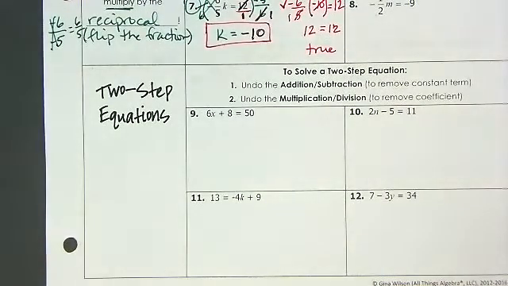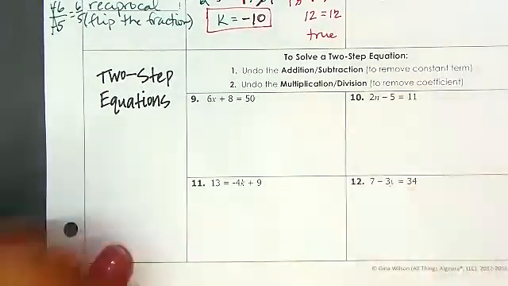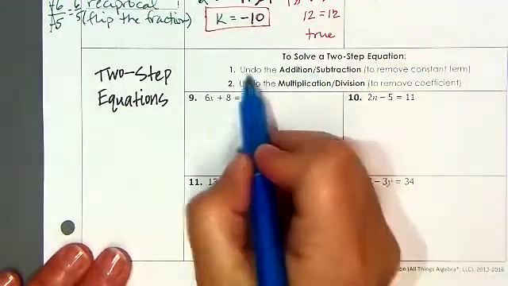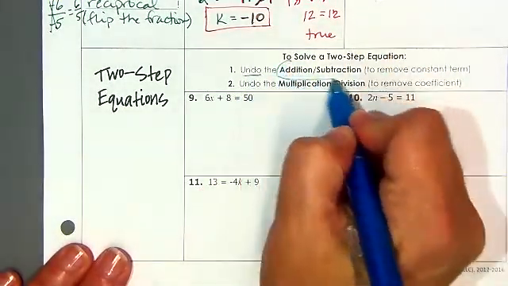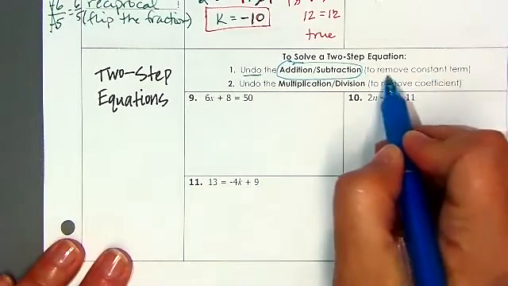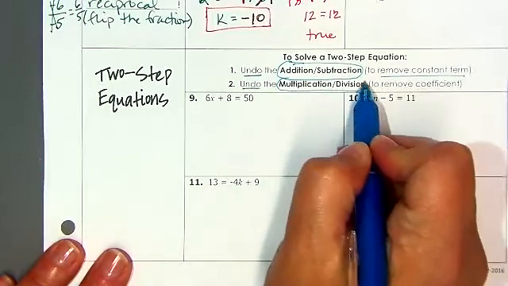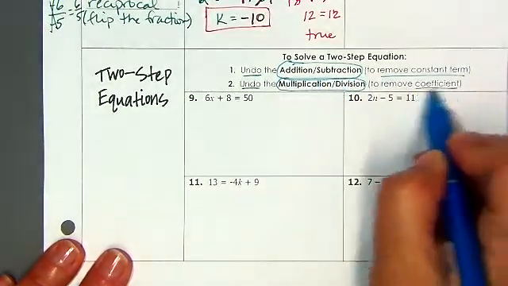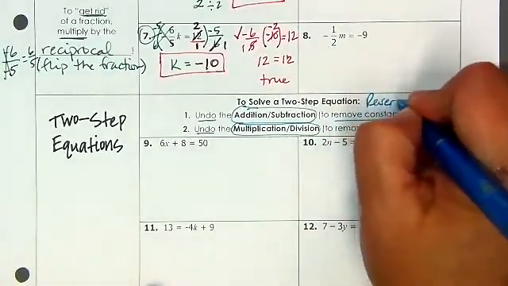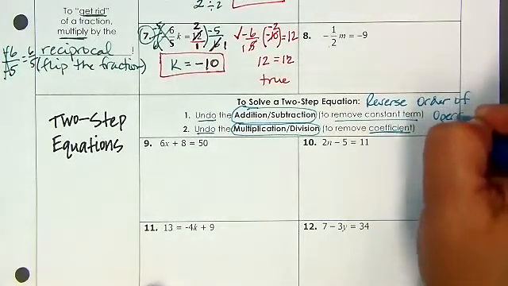We're now looking at two-step problems, which is just combining what we've just done. So here we go. Looking at number 9. To solve, we undo addition or subtraction to remove the constant. It's kind of the reverse of PEMDAS, okay? Then you undo multiplication or division to remove the coefficient. You can think about this as reverse order of operations.